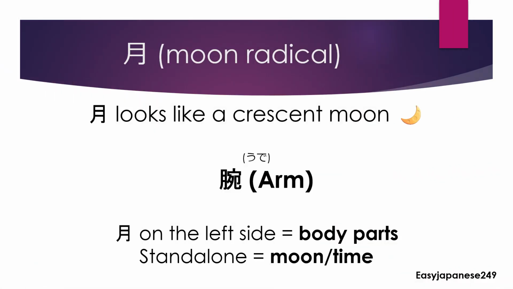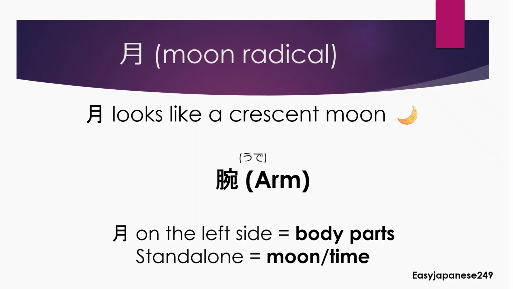This radical means moon, but when on the left side it often means body part. Think of a crescent moon or a piece of meat. For example, 月 (tsuki). So tsuki can mean moon or body parts depending on the context.